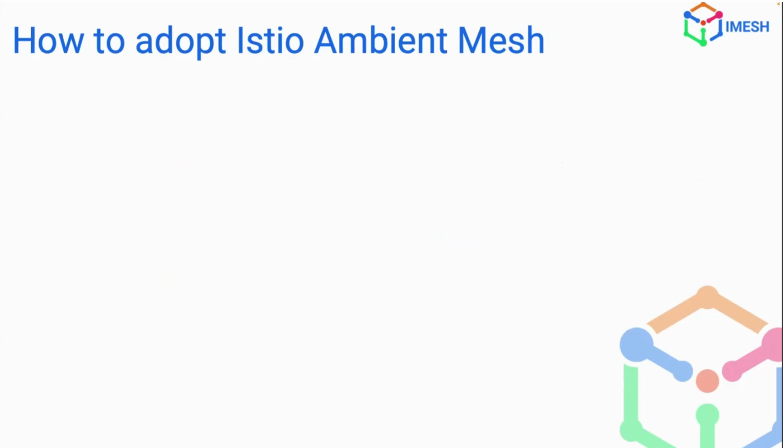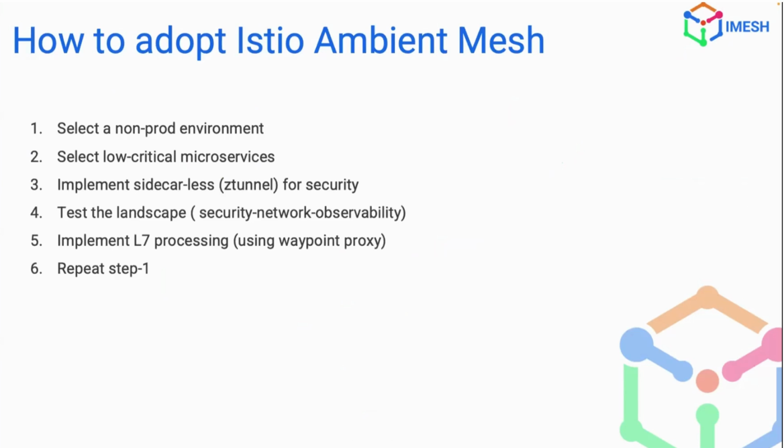Okay, so now we will be seeing how to migrate or how to quickly adopt ambient mesh, if we are already using the default version of Istio, which is sidecar mode. What we can do is either completely test ambient mesh, or we can introduce one service, or maybe one namespace, at a time.